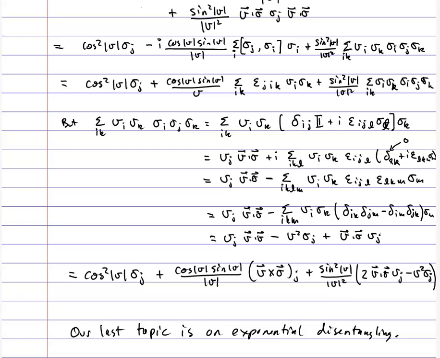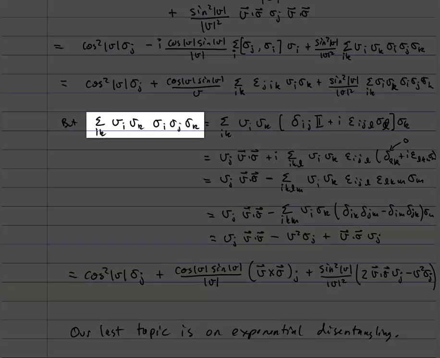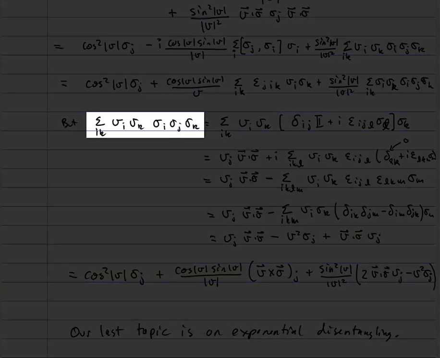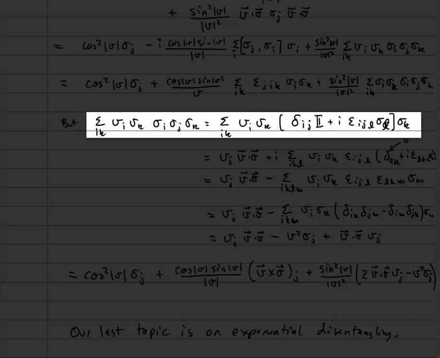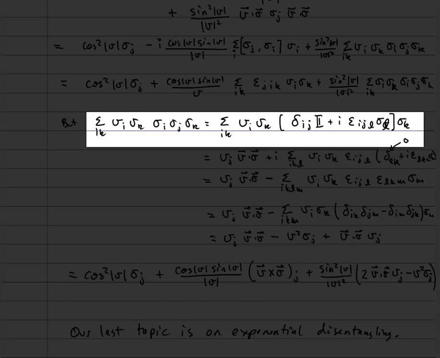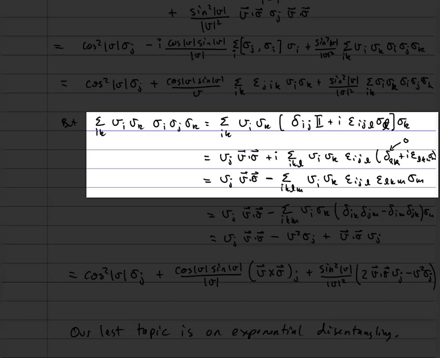Okay, so let's take a look at that last term: the sum over i, k of v_i v_k sigma_i sigma_j sigma_k. I'm going to take that first sigma_i sigma_j and use that identity we worked out. We're going to write that as delta_ij times the identity matrix plus i epsilon_ijl sigma_l. That has an implicit summation over l in it. When I multiply the identity times sigma_k, I just get sigma_k. I have a delta_ij there. That is going to get rid of the i summation.